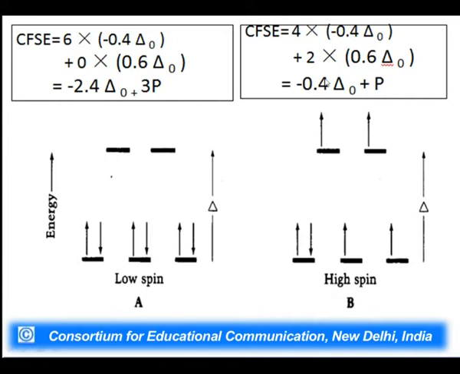Similarly, in a high spin state, there is only one pairing, so 1p, but just look, there are 4 electrons in the t2g, so 4 multiplied by minus 0.4 del O plus 2 multiplied by 0.6 del O, that is going to decide in a high spin state what is the overall CFSE, which comes out to be minus 0.4 del O plus P.